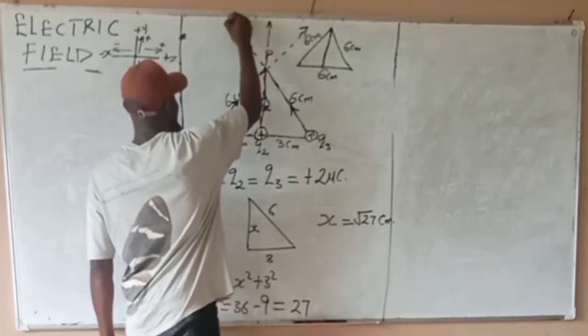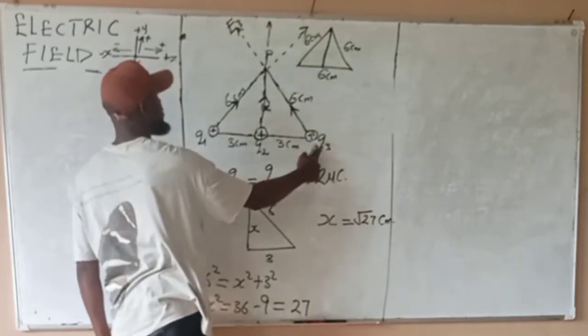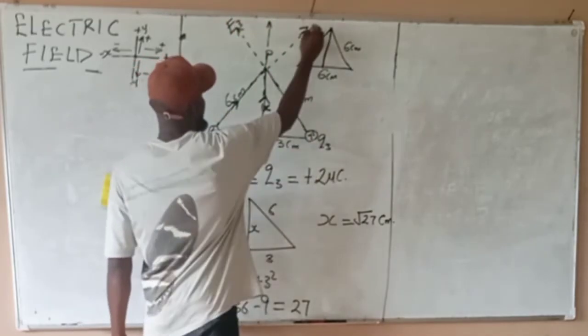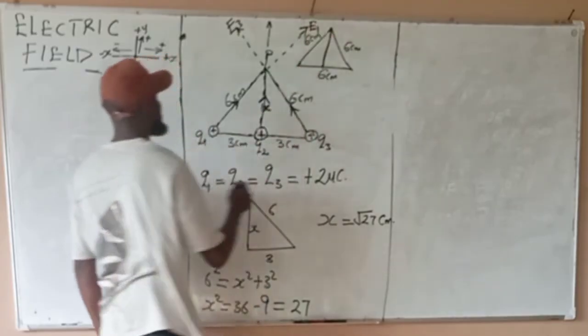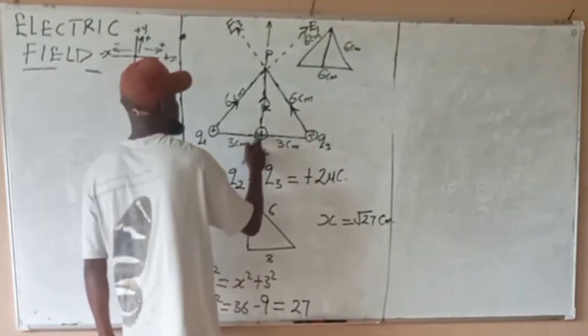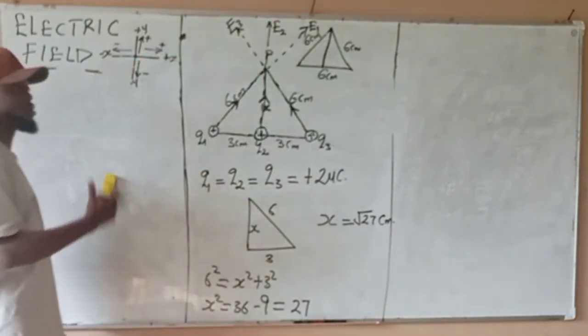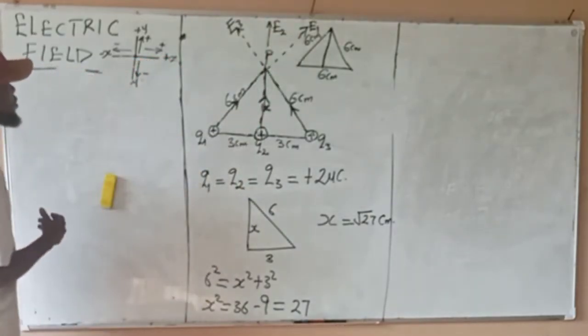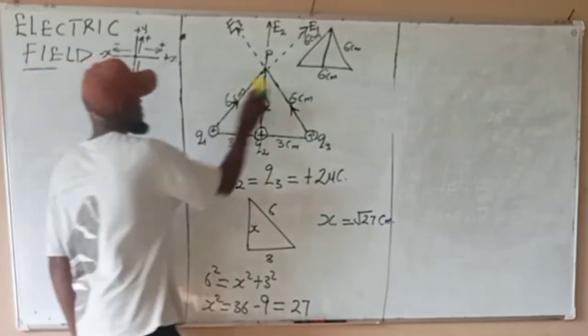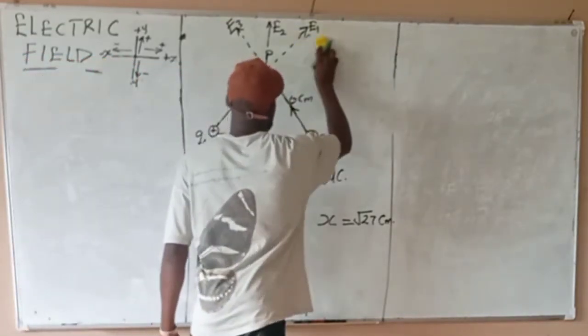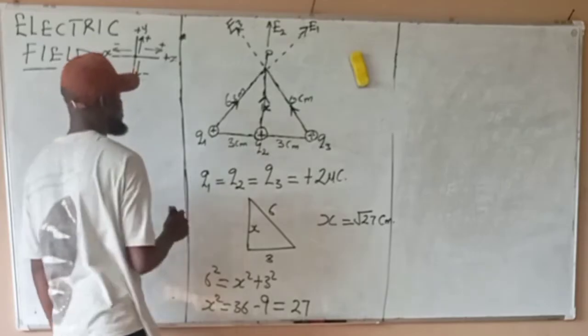So this one will be our E1, the electric field coming from Q1, and that will be our E2, the electric field coming from Q2. So the next thing I'm going to do here will be to obtain the values of these fields.